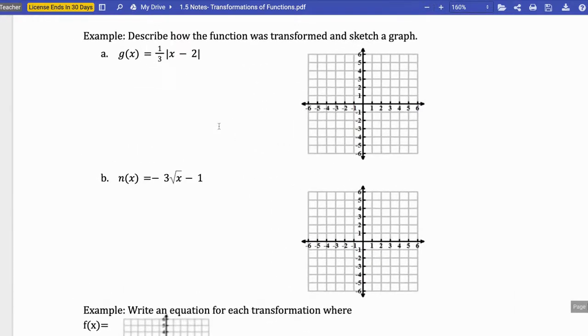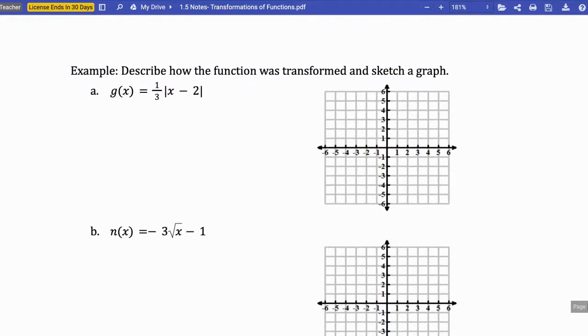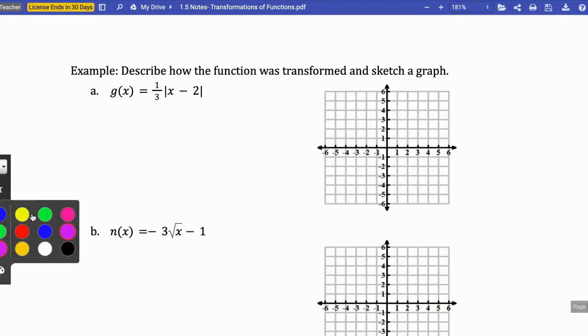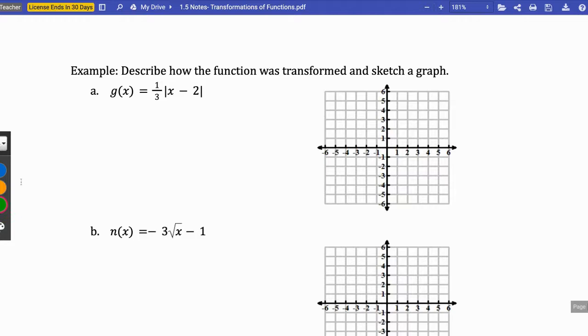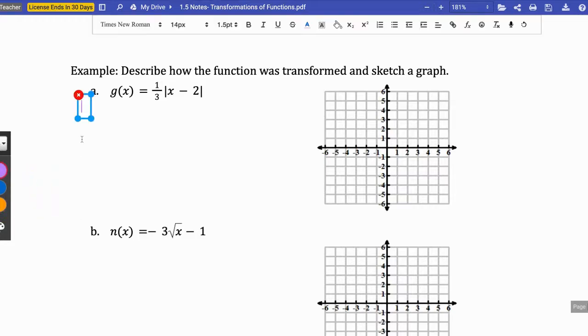So this first one, we're looking at 1/3 of the absolute value of x minus 2. That is our new function. So before we do this, we want to start with identifying what the parent function, or the original function, would be, so then we can identify what transformations happened. Well, the thing that sticks out to me is this absolute value sign. So that tells me that the original function in its basic form was just the absolute value of x. So I'm going to go ahead and write that. Original function is the absolute value of x.